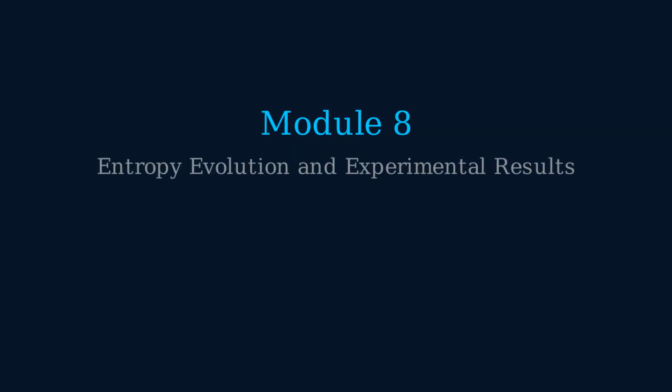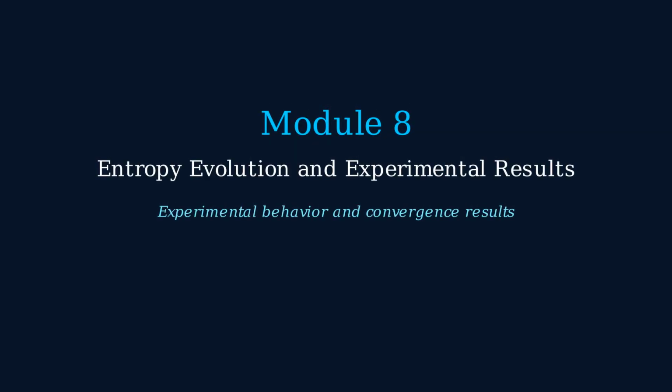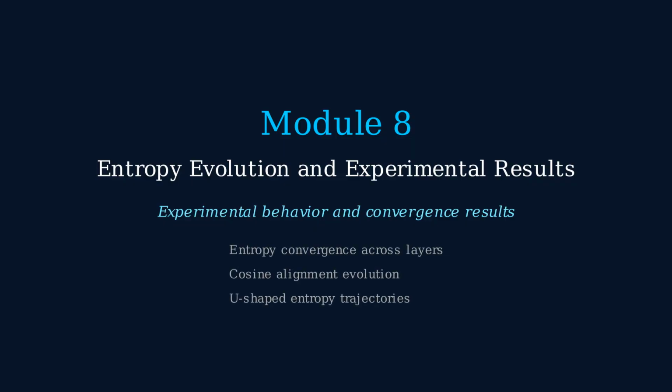Module 8, entropy evolution and experimental results. This module presents the experimental behavior of SKA. We observe entropy convergence across layers, cosine alignment evolution, output decision probability distributions, Frobenius norm growth, and U-shaped entropy trajectories. These results demonstrate self-organizing entropy minimization in practice.